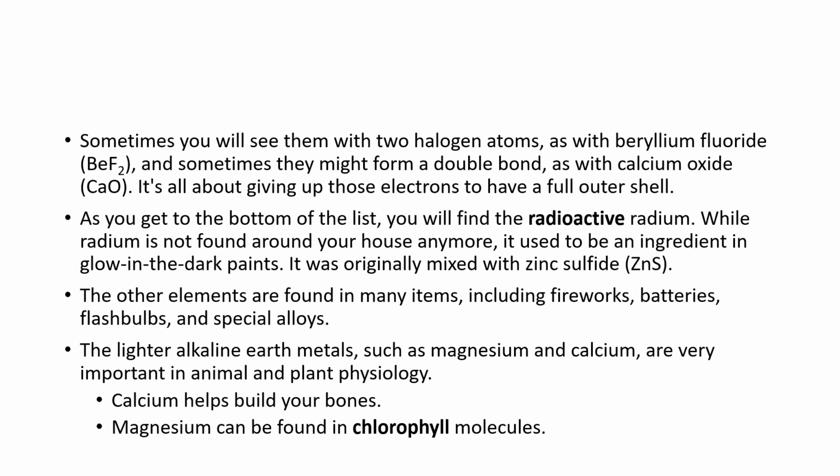Sometimes they'll form a double bond or a single bond with different types of atoms, like calcium oxide and beryllium fluoride. You see radium on the bottom. Radium used to be used in glow-in-the-dark paints, and it was mixed with something else. You can find them in other things like fireworks, batteries, flash bulbs. Magnesium and calcium are important in physiology: calcium helps build our bones, and magnesium can be found in chlorophyll molecules.